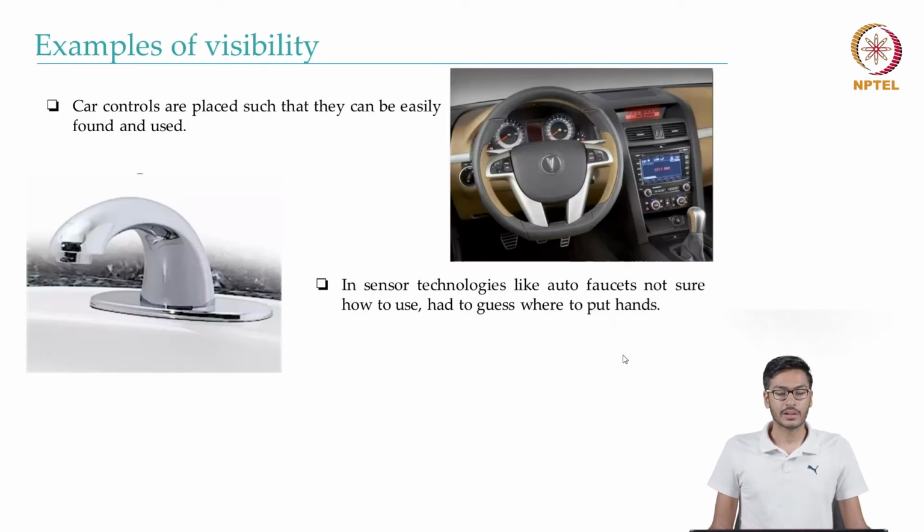As we move on, we see some examples of visibility. The first one being car controls, which are placed such that they can be easily found and used, even by drivers while driving, so they can focus on the road and not take off their attention. The second we see is actually a bad design. In sensor technologies like auto faucets, users are not sure how to use them and always have to guess where to put their hands that will actually activate the faucets.